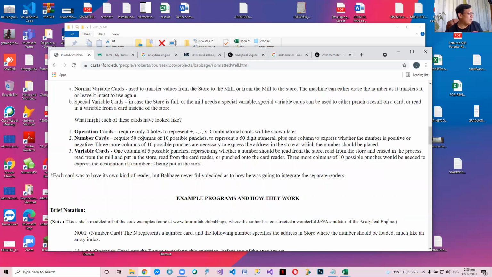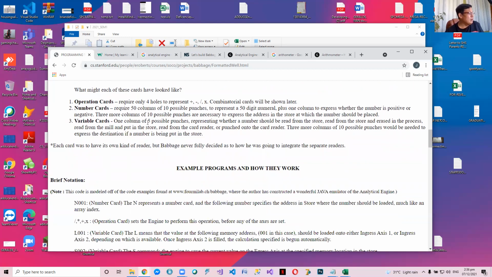Number cards occupy 50 columns of possible punches. So ibig sabihin, each digit is stored in a column. So there are 50 possible holes to represent a number. Okay? And a variable card, 5 possible punches. Only a column of 5 possible punches, no? Representing a number which is read from the store. These are the 5 possible punches, no?